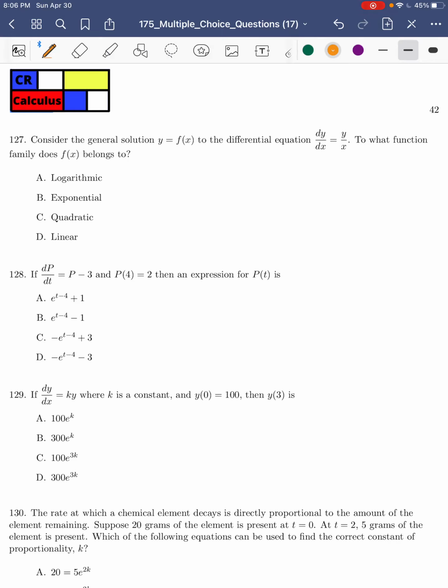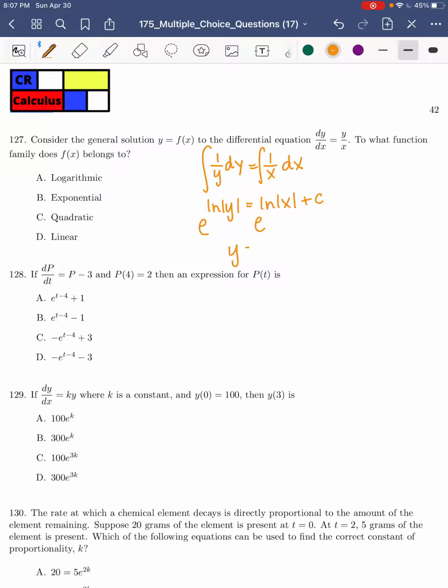Alright, this one we are given a differential equation and they want to know which family it belongs to. So to me, I'm just going to solve this one. So I'll get y's by themselves by dividing. So I'm left with 1 over y dy equals 1 over x dx. Take the antiderivative, which gives me natural log of y equals natural log of x plus c. Now we can't really find c here because they don't give us any initial value, but that's okay, let's just keep going. So I'm going to e both sides.